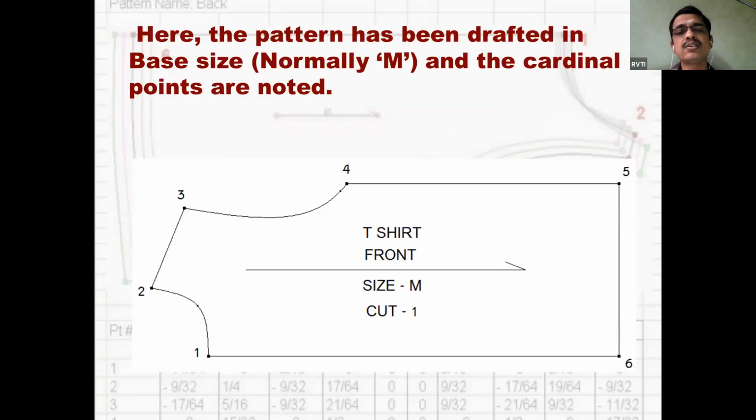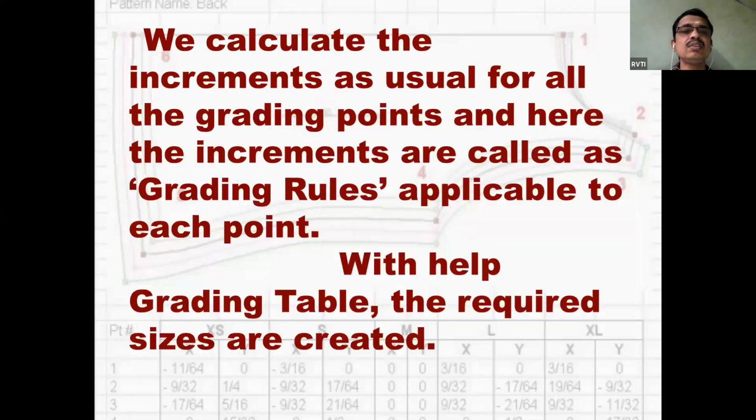In computer grading also, we use the same concept. For each and every concept, we should know the cardinal points, the end points, the nodal points where we have to apply the grading. First we should know that. Then we have to apply increments. We know how to calculate increments as usual. The increments are calculated manually by us, and we can apply them in one table given in the software that is known as the grading table.